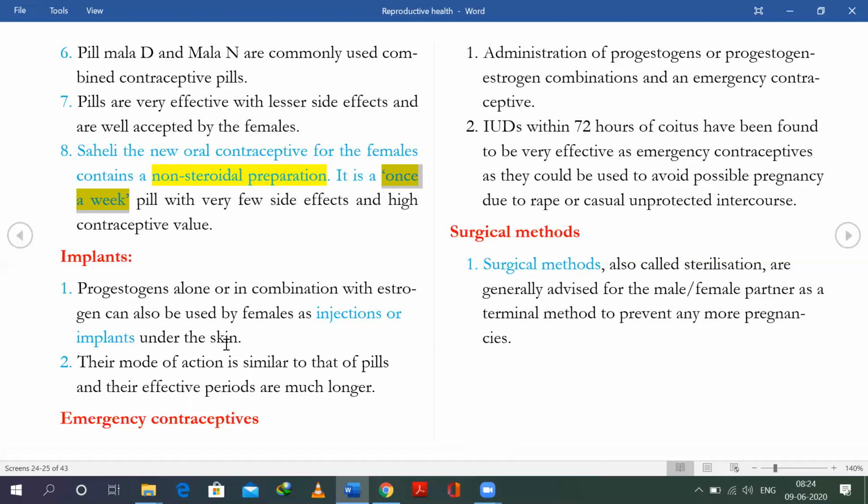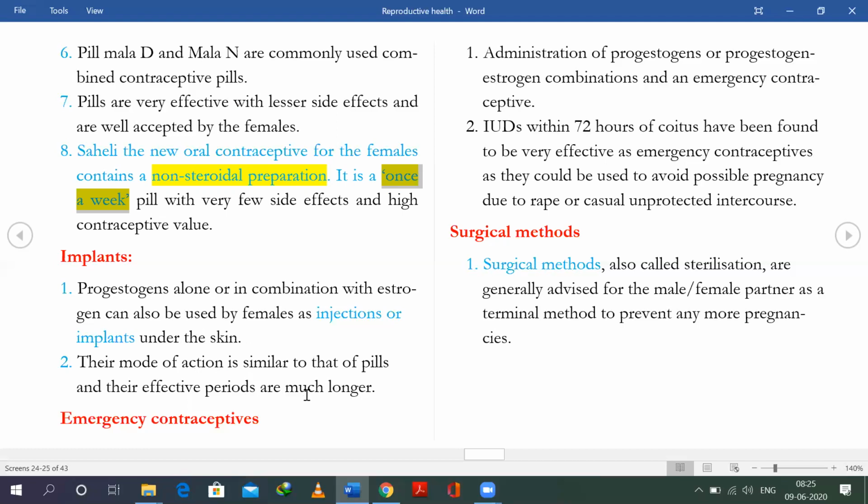In the arm region most of the time, they are simply placed, and they will be releasing these hormones every now and then. The only difference here is that with pills you take them orally, and here they are simply implanted under the skin. Since the composition is the same as the pills, their mode of action will also be similar, correct?